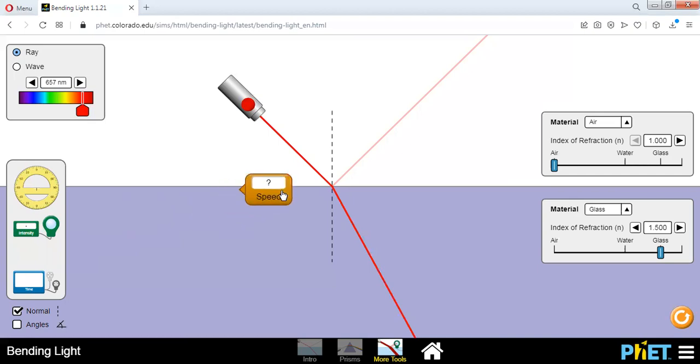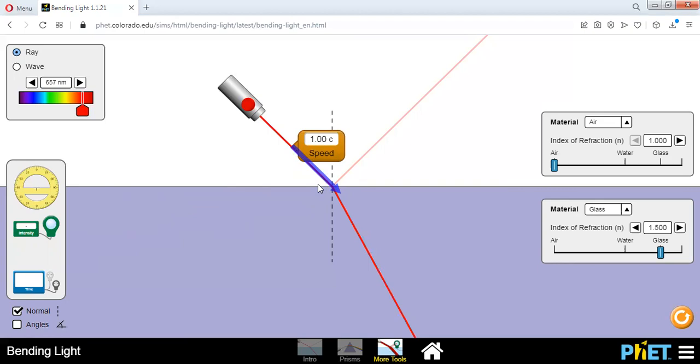Now, this light ray or the beam is in air. So if I measure the speed of this light, it shows us 1.00 c. Here the symbol c denotes the speed of light, which is 3 times 10 to the power 8 meters per second.